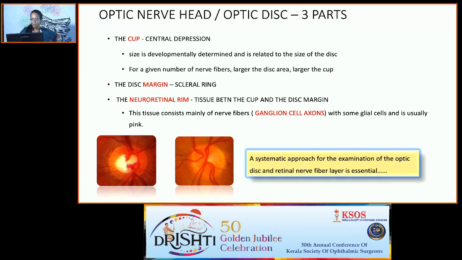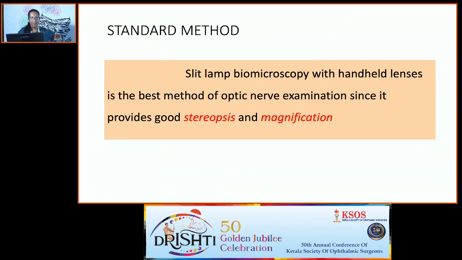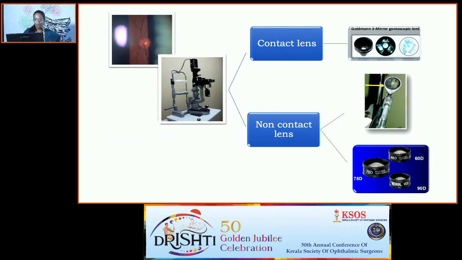A systematic approach for the examination of the optic disc and retinal fiber layer is essential. The standard method, obviously, which we are all doing, is slit lamp biomicroscopy with handheld lenses, which is the best method because it gives magnification as well as stereopsis. Now, we use contact lenses as well as non-contact lenses. A contact lens is the Goldmann 3-mirror lens, and the non-contact lenses are the high minus, that's the Ruby lens, as well as the high plus lens.